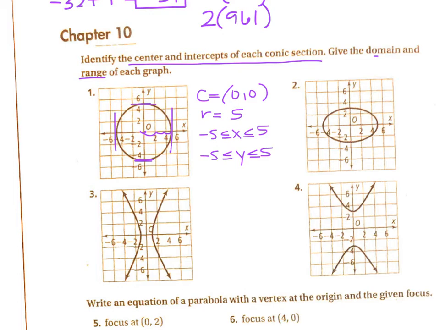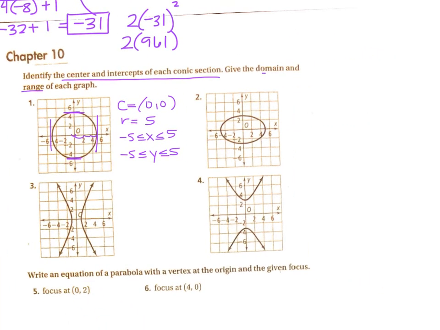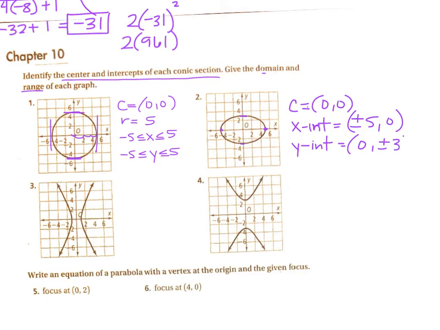Okay. Number 2, our center for this one is at 0, 0 again. Okay. Our x-intercepts would be here and here. So plus or minus 5 for your x value and a 0 for your y value. And then your y-intercepts here, you went up 3 and down 3, so it would be 0 and then plus or minus 3 on that one. And we'll leave it at that.